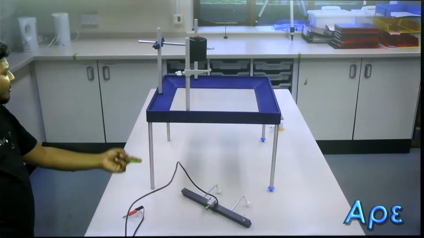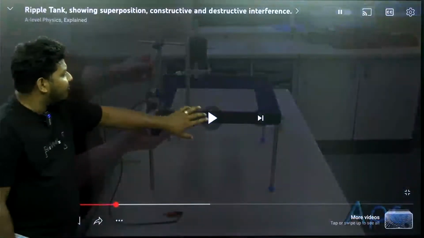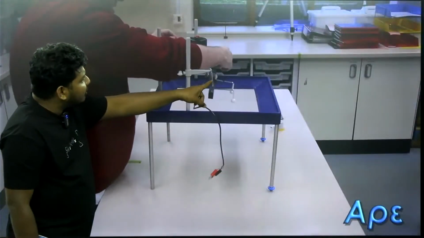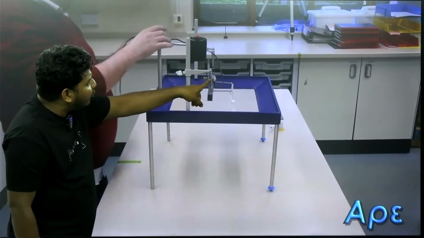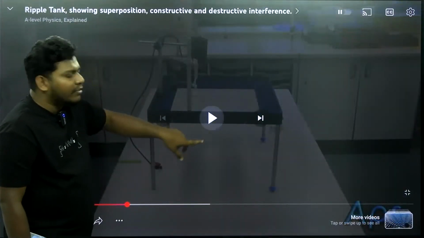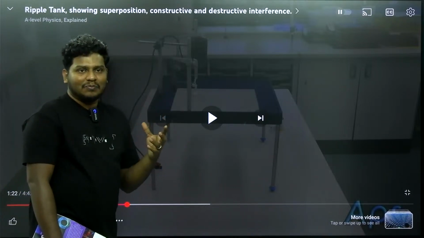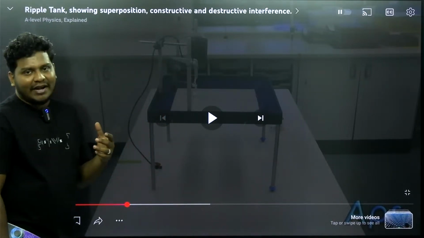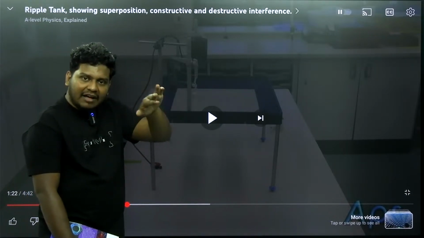Okay, this is the vibrator. It has the motor as well, with the attachment. This is the straight bar, and there's a vibrating motor here. The flywheel of the vibrating motor is different, so that will be quite different. It is not symmetrical, it is like a half circle.